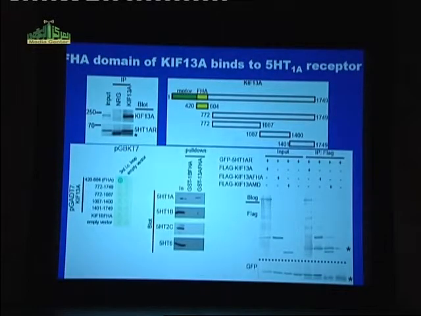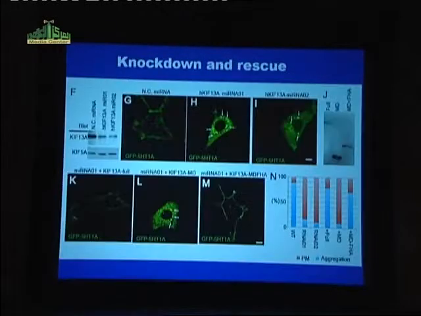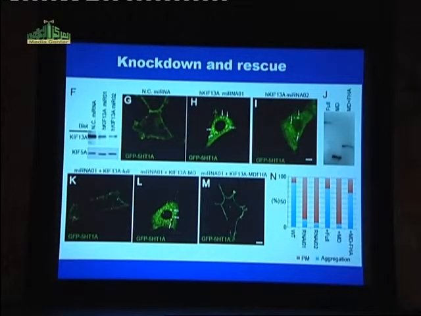Okay, so we tried to study the mechanism for the transport. In this case, we found out KIF13A directly binds to the 5-HT1A receptor, the serotonin 1A receptor. And the important region is the FHA domain, just after the motor domain. So the motor directly binds to this receptor at the FHA domain. This was confirmed by expression studies or knockdown studies.